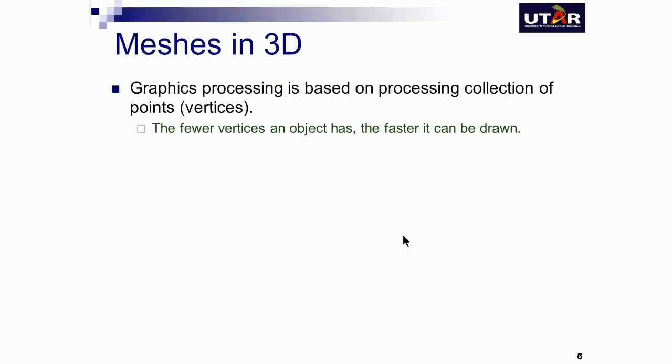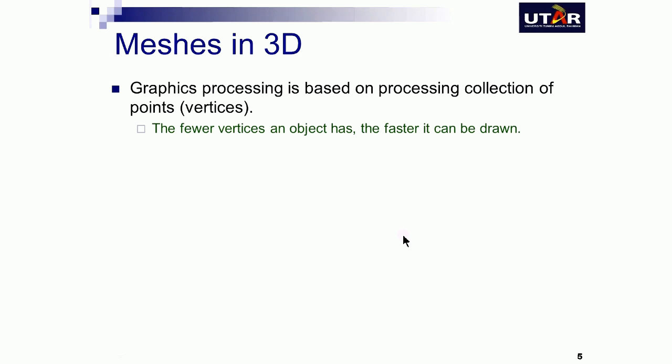In three-dimensional space, it's a bit more complicated because we need to work with the concept of depth. You have three dimensions, x, y, and z axis, and the z axis essentially represents depth. To represent 3D objects, the way that computers work is to process them as a collection of points, or what we call vertices. Now the key principle here is that the fewer vertices an object has, the faster it can be drawn, because in very complicated game scenarios, there are a lot of objects that need to be drawn.